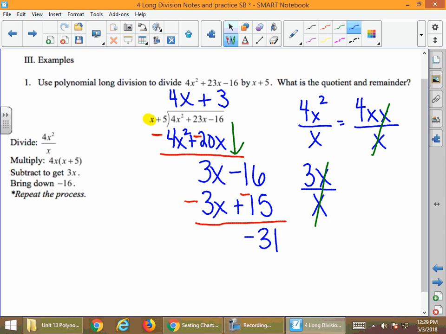Can we take negative 31 and divide it by x? No. So our next question here, we're done with the math part of this. The next question is, what is the quotient? Well, the quotient is the 4x plus 3. And the negative 31 is the remainder.